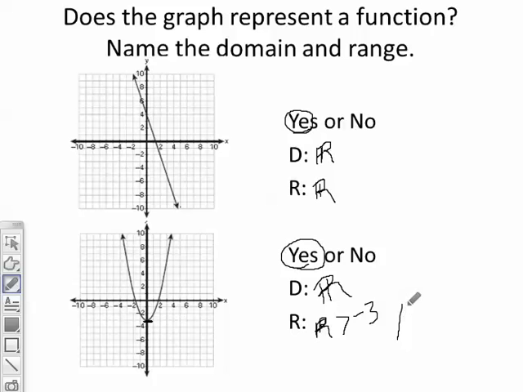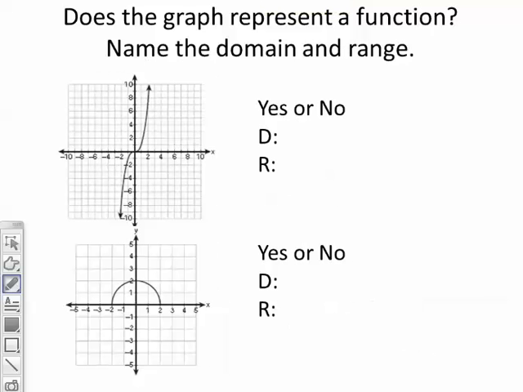It's the set of all real numbers where x, or y, because we're talking about the range, greater than -3. All real numbers such that y greater than -3. That would be my range in that situation.